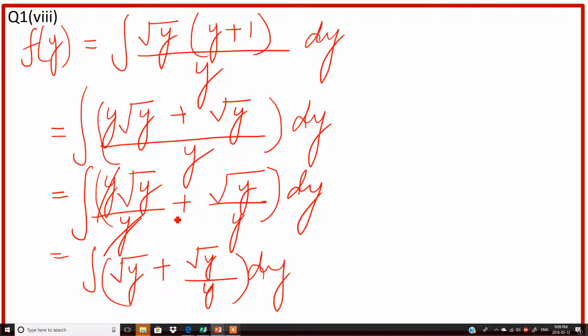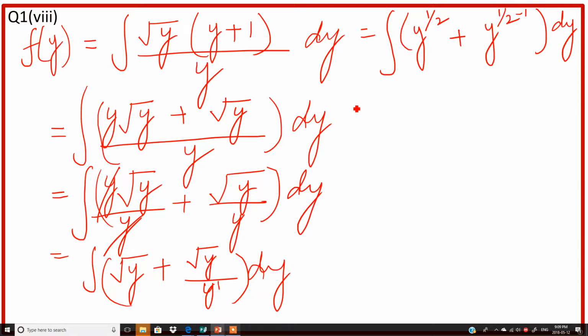So next step, we will remove this radical sign. If we remove the radical sign, it will be equal to y raised to power 1 over 2 plus the same thing, 1 over 2, but in the denominator we have y which has power 1. When we take this exponent to the numerator, it will be negative 1, dy, which is equal to y^(1/2) over y plus y^(1/2) times y^(-1), dy.